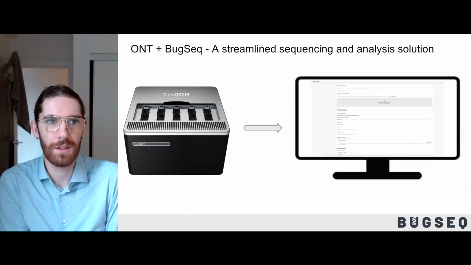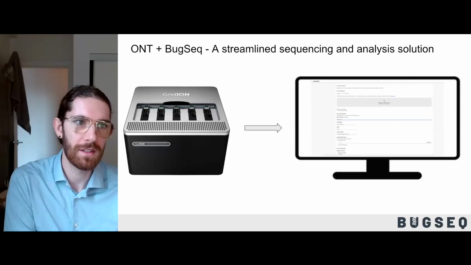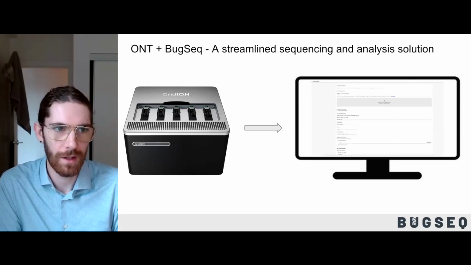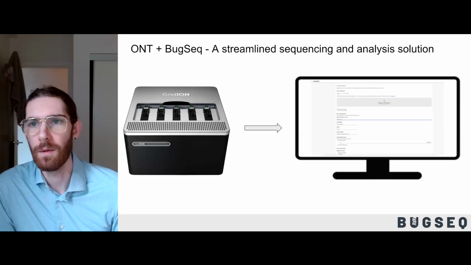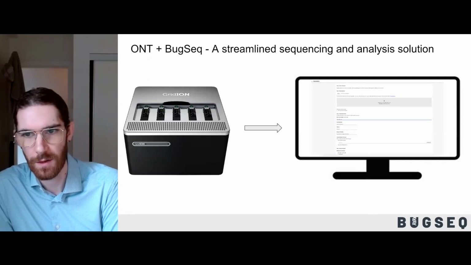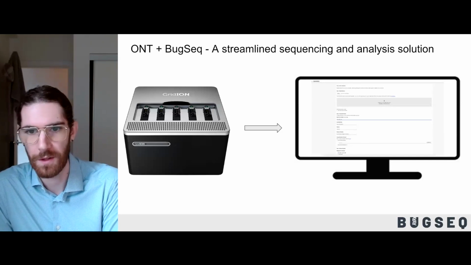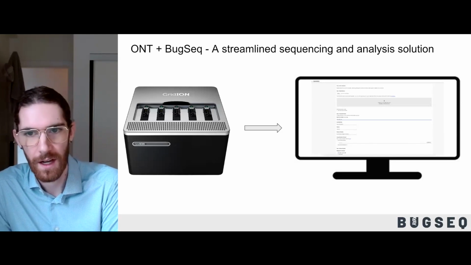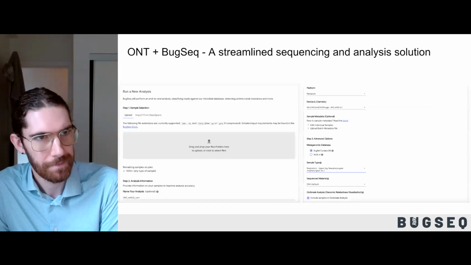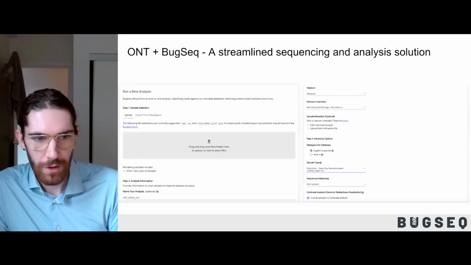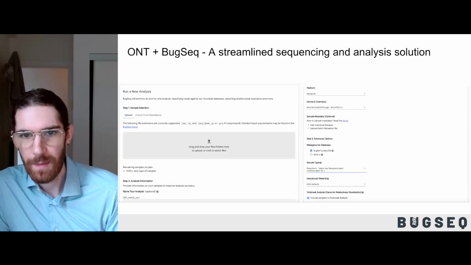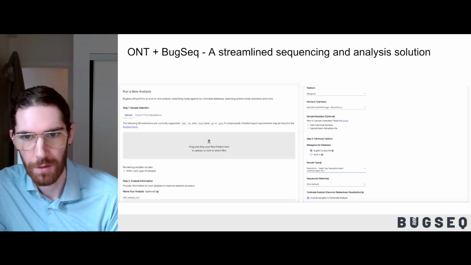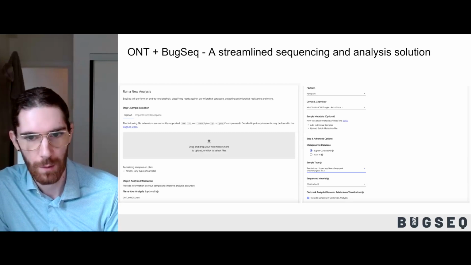And in terms of how that looks for a seamless ONT and Bugseek compatible solution, users can drag and drop their raw sequence data directly from their ONT sequencer, in this case a GridION sequencing device, onto the Bugseek web-based user interface. After dragging and dropping their FASTQ files, users can just name their analyses, specify the ONT platform and sequencing chemistry, and we provide optimized workflows for both the R9 and R10 chemistry that are compatible.